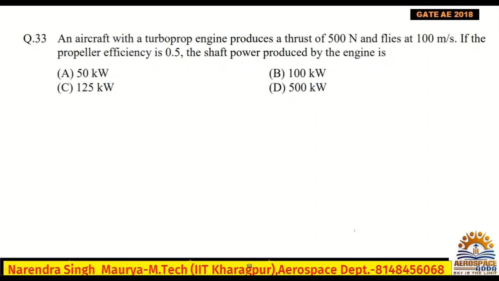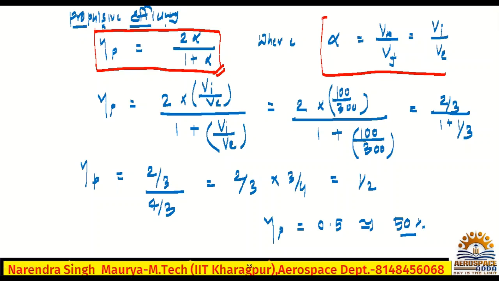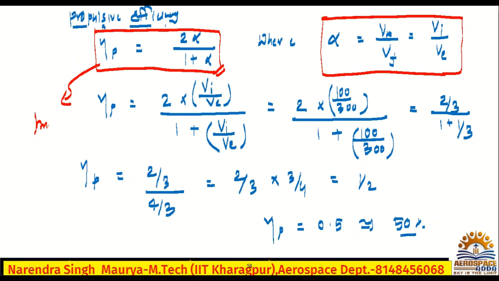Now, next question. Problem number 33. One more thing I will suggest: remember this formula. This is a very frequent formula, and anytime they have asked a question based on propulsive efficiency for a jet engine, it is 2 alpha by 1 plus alpha, where alpha is nothing but this value. Very important.